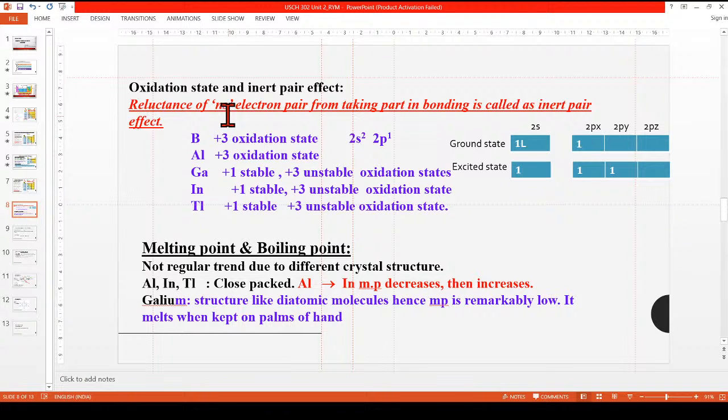This is about the electron pair effect. Then melting point and boiling point: their trend is not regular in the group, but for the elements from aluminum to indium melting point decreases, and for thallium melting point again increases. This is because of different crystal structures, and remember the case of gallium.